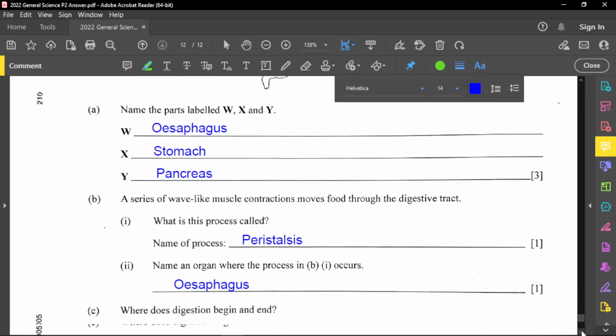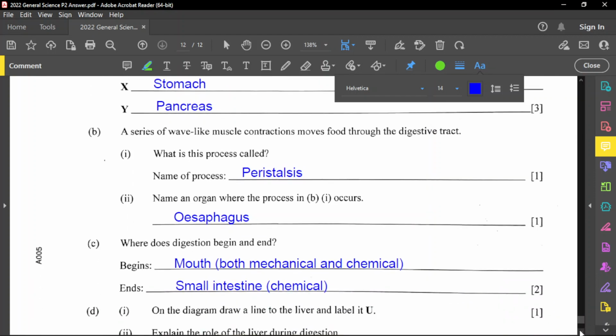And for B, it said a series of wave-like muscle contractions move food through the digestive tract. What is this process called? And it's called peristalsis. It's to name an organ where the process in B1 occurs, and it occurs in the esophagus and also the small intestine as well. All right, so it occurs in the intestine and the esophagus, but the most popular part you will see on most exams will be the esophagus.